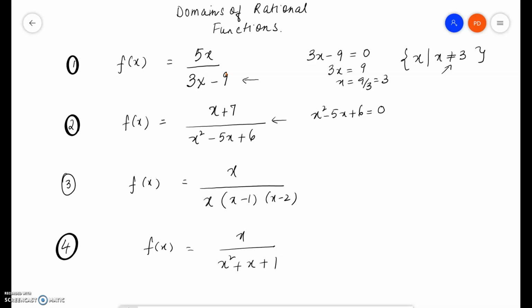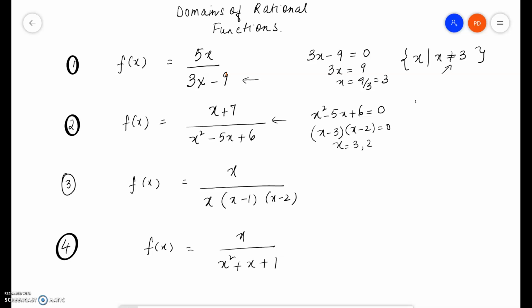Now this is easily factorizable. So this would be x minus 3 times x minus 2. That is equal to 0. If you factor it, you get x minus 3 times x minus 2 equals 0. So this tells me that x equals 3 and x equals 2 are the numbers that I cannot plug into this function because that will make my denominator equal to 0.